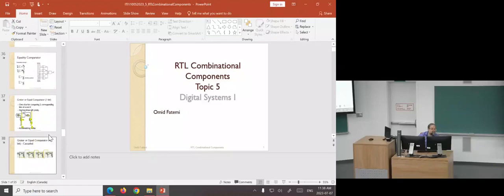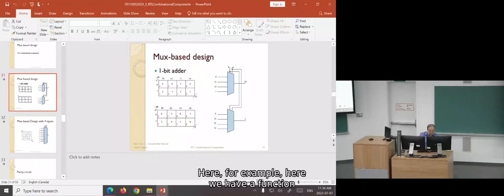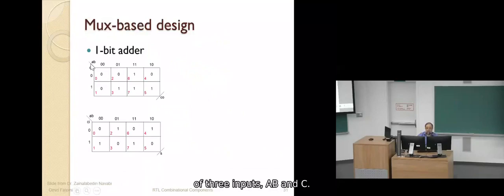Here, for example, we have a function of three inputs, A, B, and CI. With these three inputs, what multiplexer do we use? We use a multiplexer with two select lines because we have three inputs. And here, what we did actually, we use a multiplexer with two select lines, A and B.